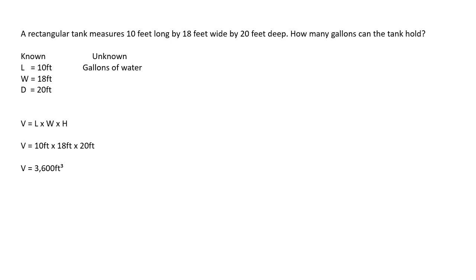We're going to need to convert this to gallons, because that's what it's looking for, the gallons of water the tank can hold. There are 7.48 gallons per cubic foot. So to convert, what we want to cancel needs to go on the bottom. So we're going to set that up. You have 3,600 cubic feet times 7.48 gallons over a cubic foot, and the cubic feet will cancel out and you'll be left with gallons. So you do your multiplication, and the answer is 26,928 gallons.